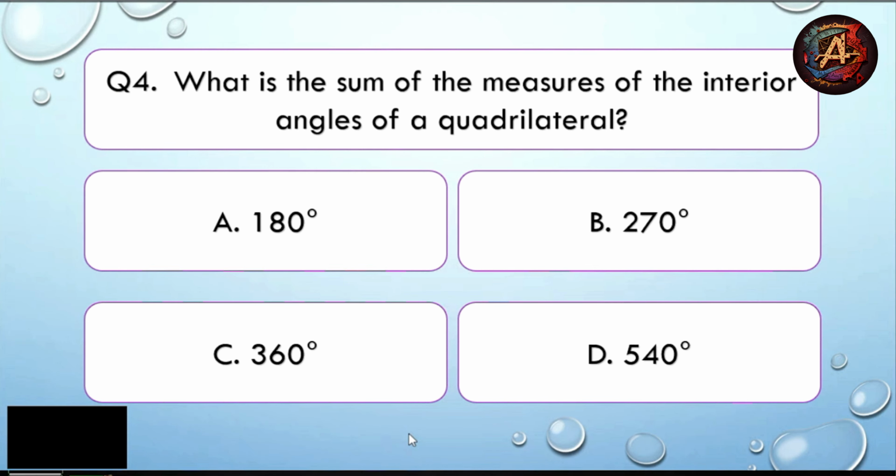Question number 4. What is the sum of the measures of the interior angles of a quadrilateral? Is it A, 180 degrees, B, 270 degrees, C, 360 degrees, or letter D, 540 degrees? I'll give you 5 seconds to think about your answer.